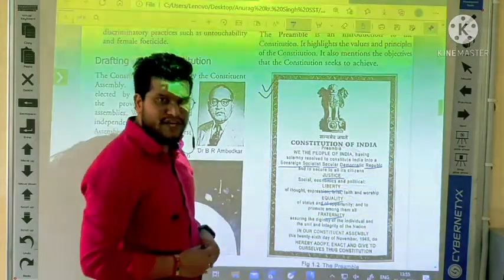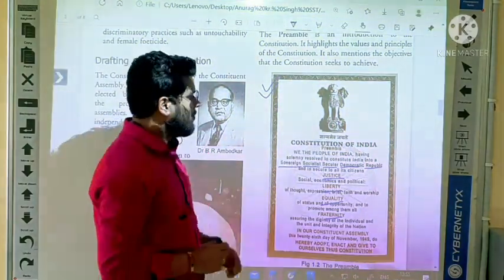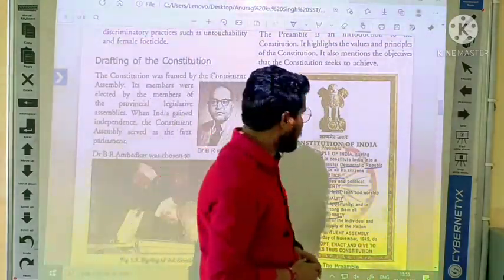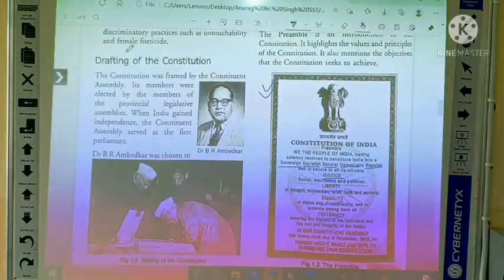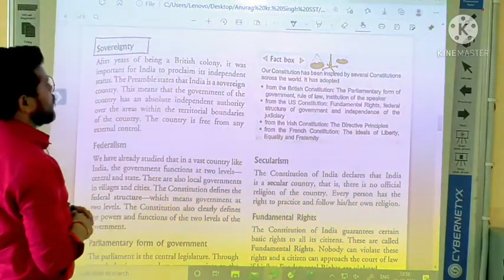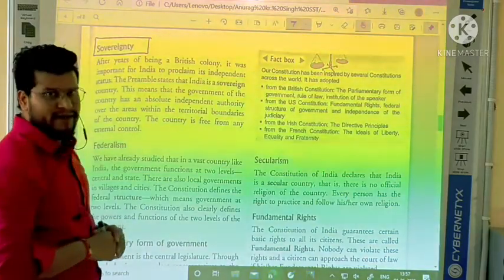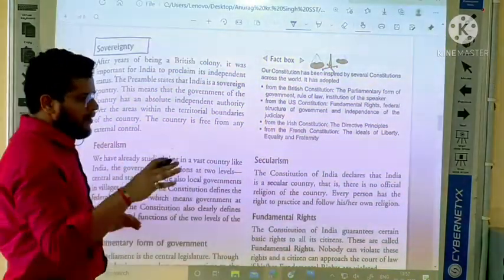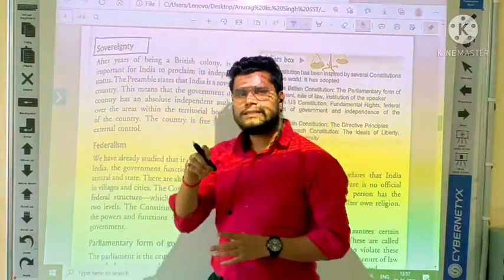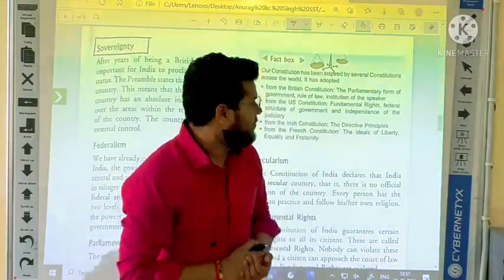So after getting the definition of preamble, now let us come to the terms of preamble. Okay? Come to our first term. The first term is sovereignty. Sovereignty. What do you mean by sovereignty? Our preamble, our constitution states that India is a sovereign state.